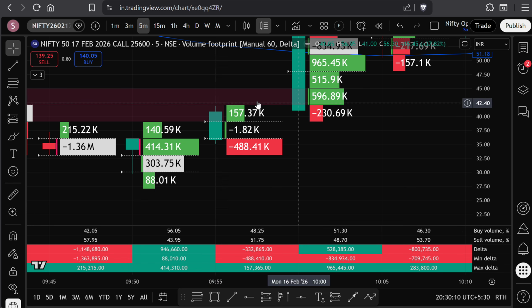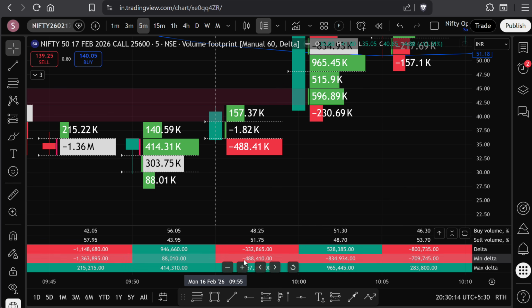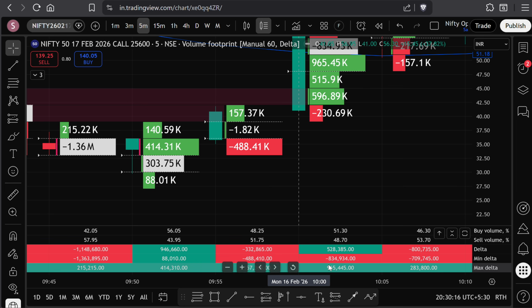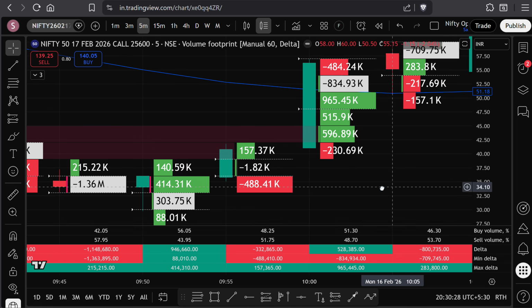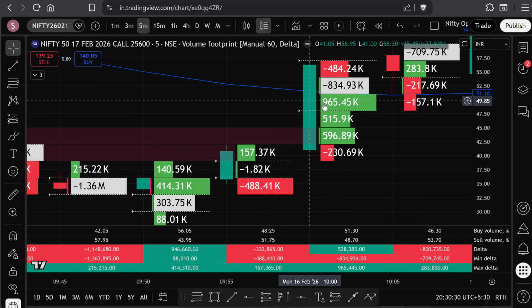And max delta means where the maximum buyers exist. 157, that is what is shown here as 157. If you see here, 965 is the max delta. Max delta means 965k buyers are aggressive at this particular price level. And if you see here, min delta is minus 834k. So here buyers, here sellers, again sellers.